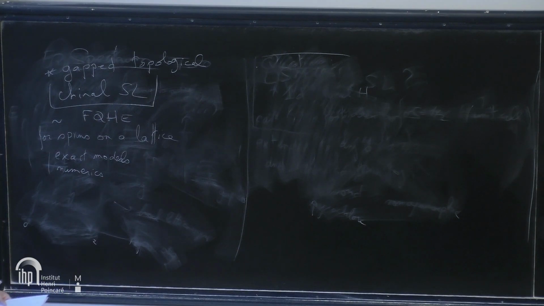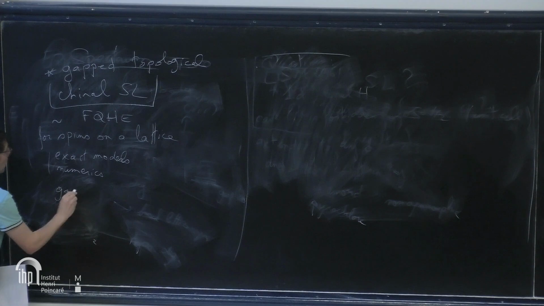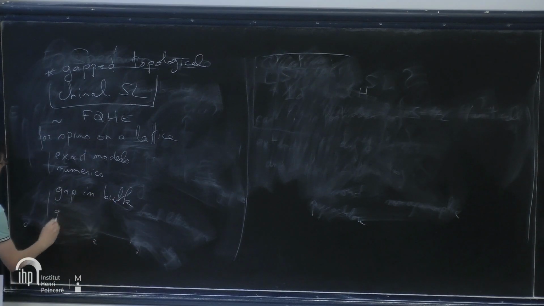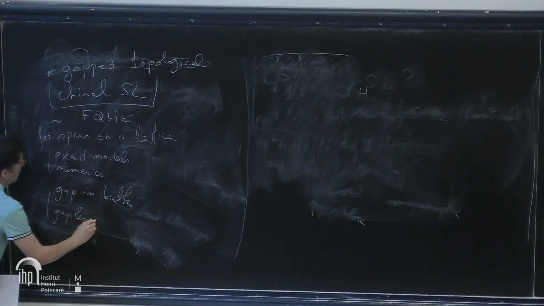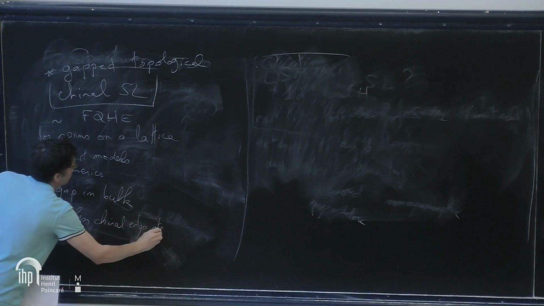But the phenomenology is the same as the quantum Hall effect. So we have spins on a lattice. It's really like taking a 2D spin system again, but maybe you need chiral interaction or this kind of thing. And essentially, you have a gap in the bulk, but you have gapless chiral edge states.